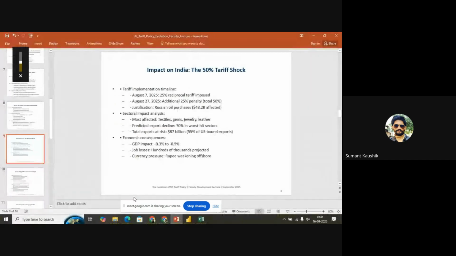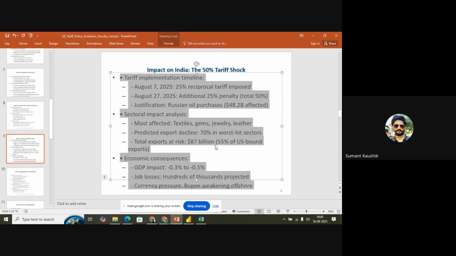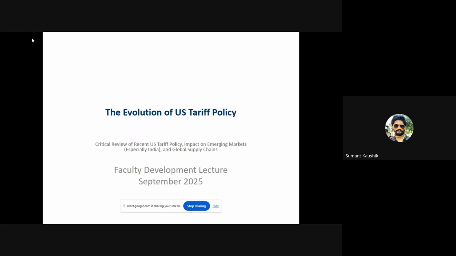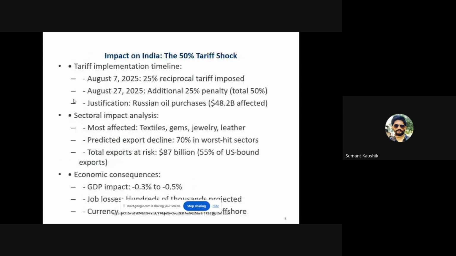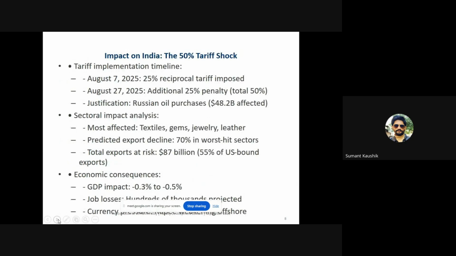Now we come to another aspect, the impact of tariff on India and this 50% tariff shock. I'll try to explain it more clearly with a highlighted version, and then we will go to Power BI again and try to understand it more. So if we talk about the case of India, the 50% tariff shock is very shocking and very detrimental for the economy.